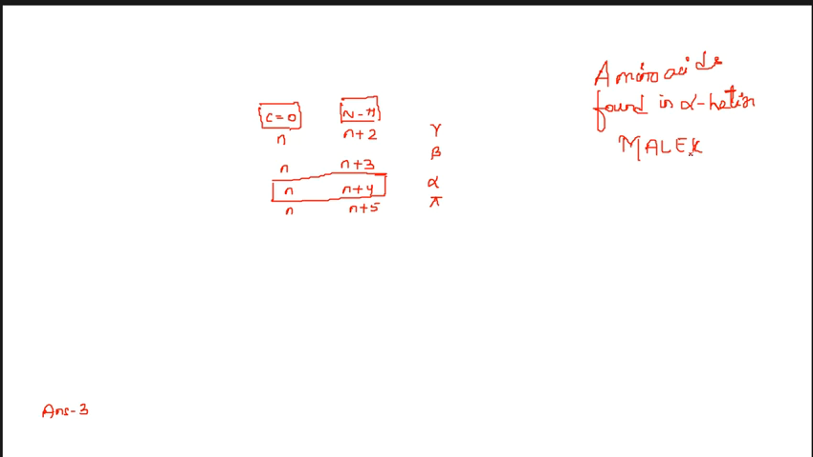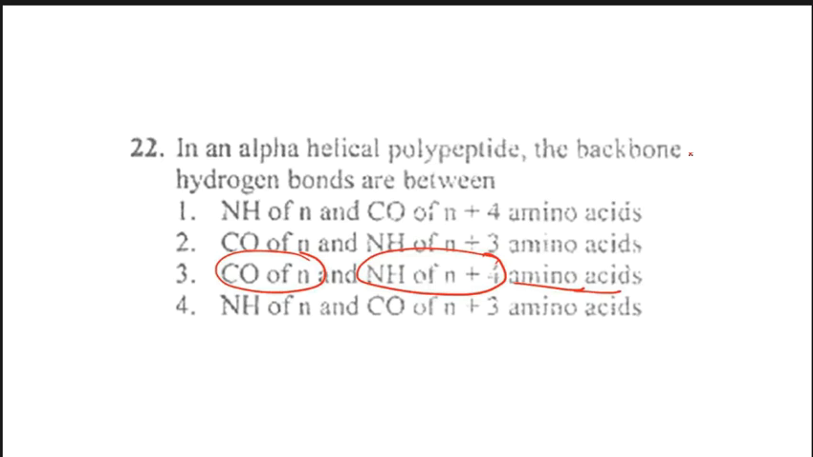So guys, what will be our answer? Our answer will be, if it's alpha helix, it will be CO, carbonyl of N, and NH of N plus 4. Answer 3.